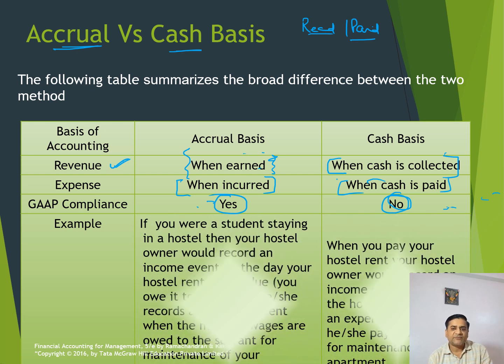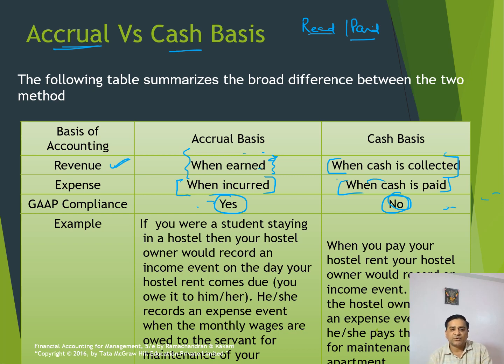Let us see this by way of an example. Say for example, if you are staying in a hostel, when do you think that the owner of this hostel would record his income as received or receivable? When do you think he would record his income or expense? Recording of income happens at the end of the month, the day when your rent becomes due. You stay there for a month, which means the rent becomes due for him. Similarly, whenever he has to pay the wages for maintenance of that room, that is the time when he would be recording his expenses. Whether it has been paid or not would not make any difference.